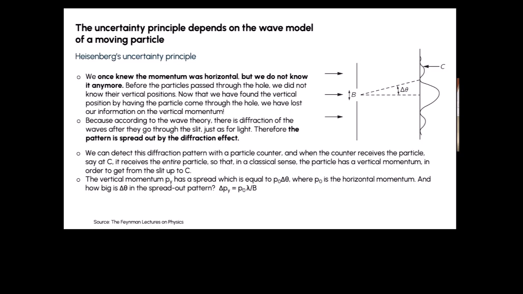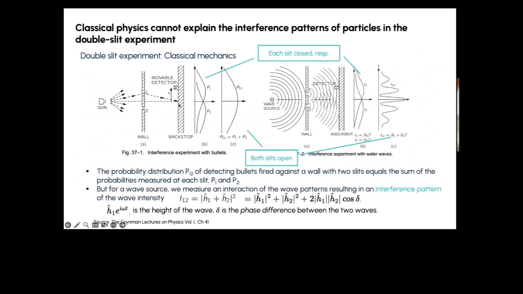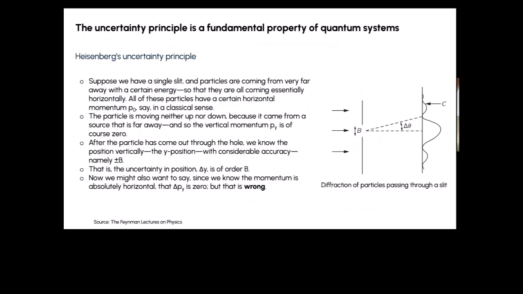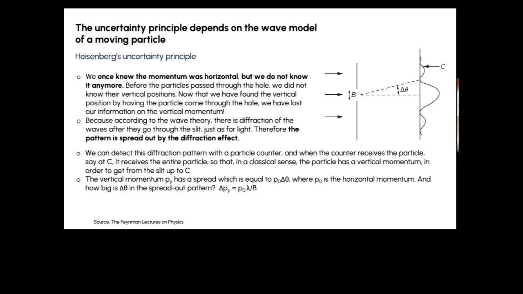And because according to the wave theory, there is a diffraction of the wave as they go through the slits, just as for light. Therefore, this pattern is spread out by the diffraction effect. The diffraction means that particles can hit here and then they rebound like this from the corners of the slit. And so this means that we are losing the information about their vertical position. That's super interesting, right? By the way, this is from a dialogue between Einstein and, I don't know, Niels Bohr.